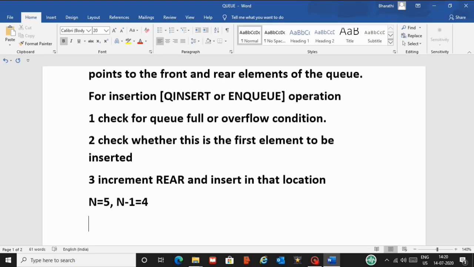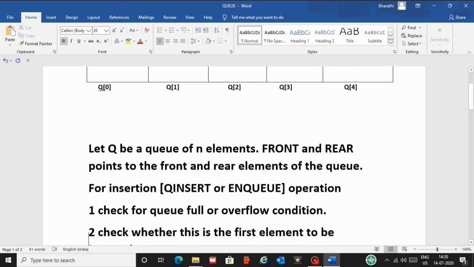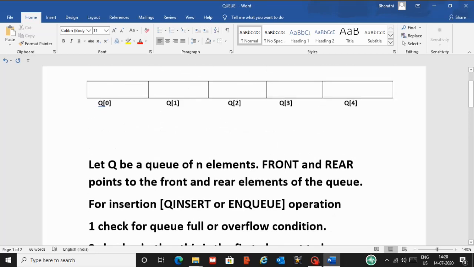So, for example, Q is the queue of n elements, and then n is equal to 5. So, n minus 1 is 4. In this example, I am talking about this example, 0 to 4 is nothing but 5. Okay. After that, let me say front and rear. Front is equal to minus 1, right? And rear is equal to minus 1 because empty Q. Empty. There are no elements in the Q.